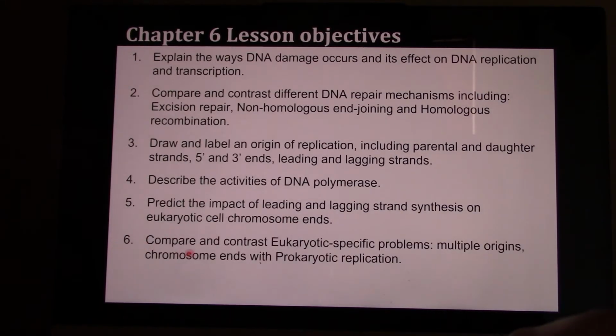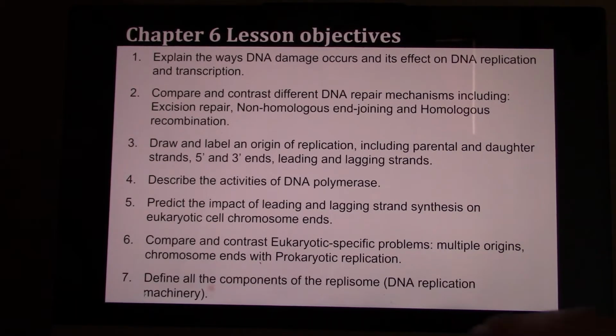Number 6, compare and contrast eukaryotic specific problems, multiple origins, chromosome ends with prokaryotic replication. And 7, define all of the components of the replisome, DNA replication machinery.